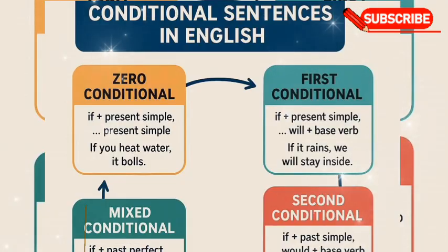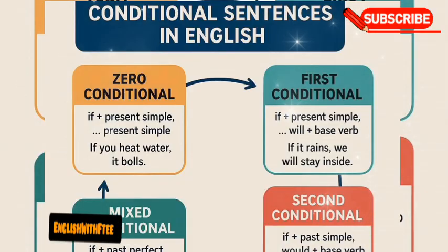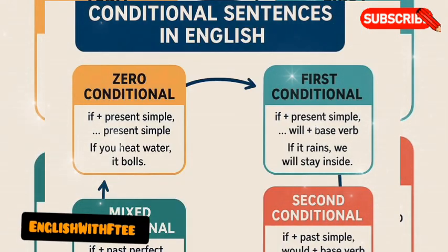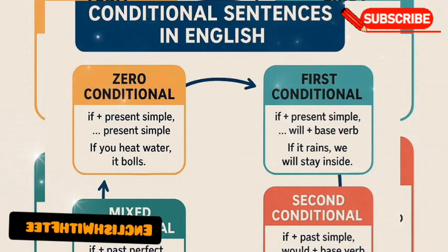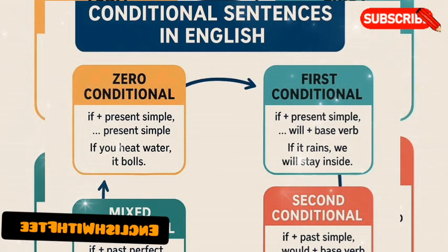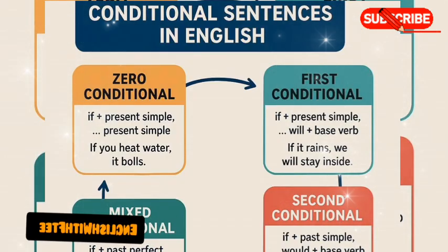Notice the verb forms. In the third conditional sentences, the condition uses the past perfect tense and the result uses the conditional perfect tense. For example, if I had studied harder, past perfect, I would have passed the exam, conditional perfect.